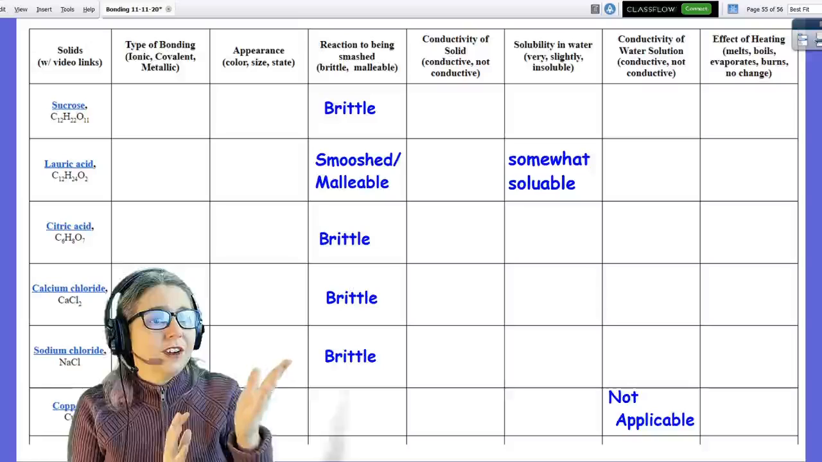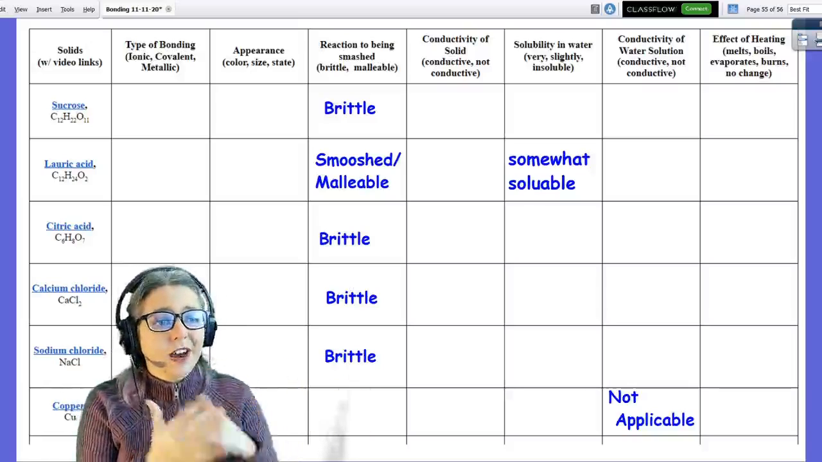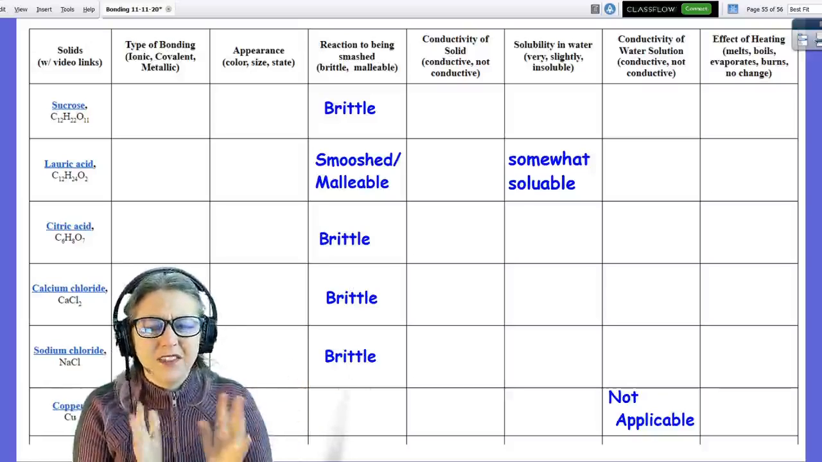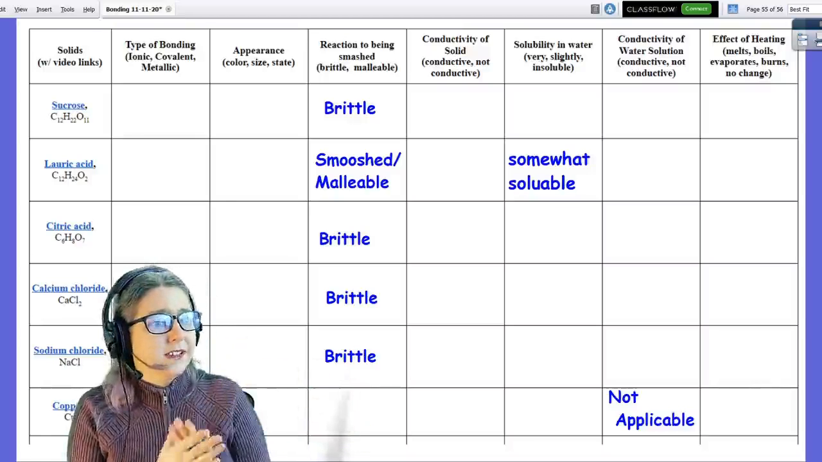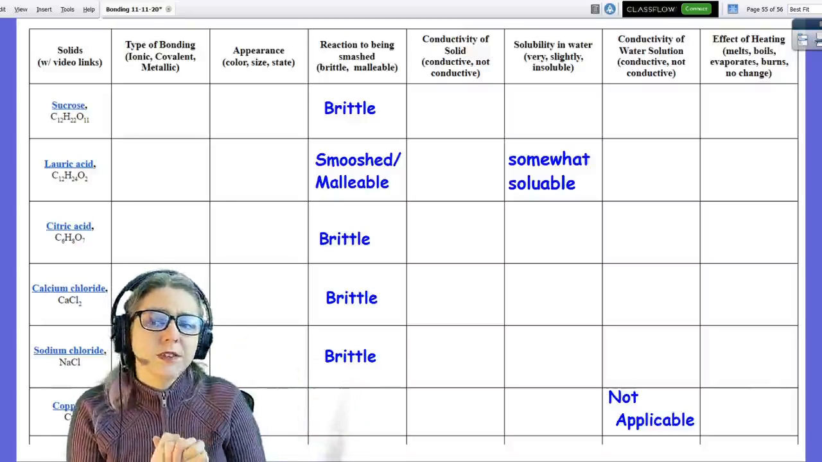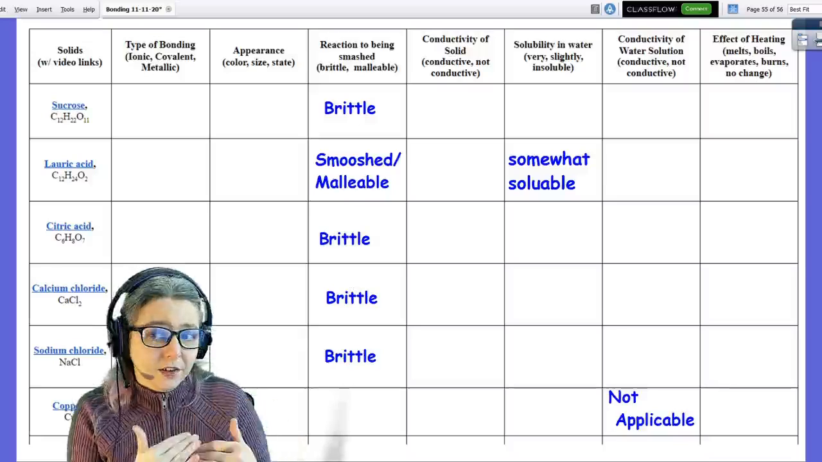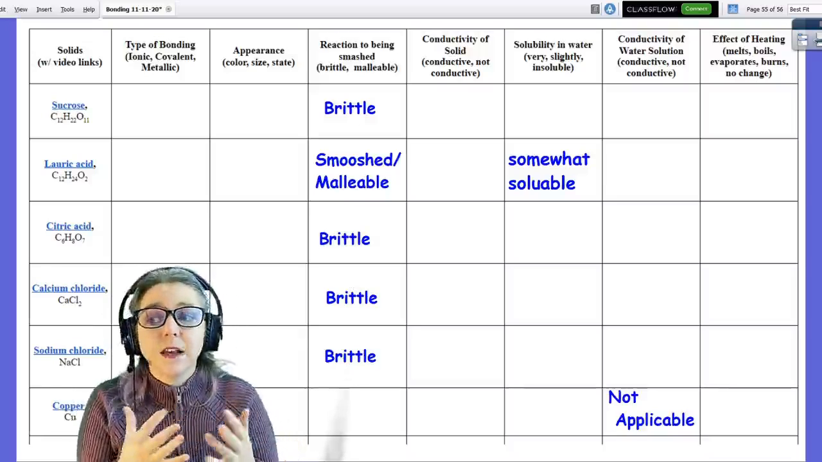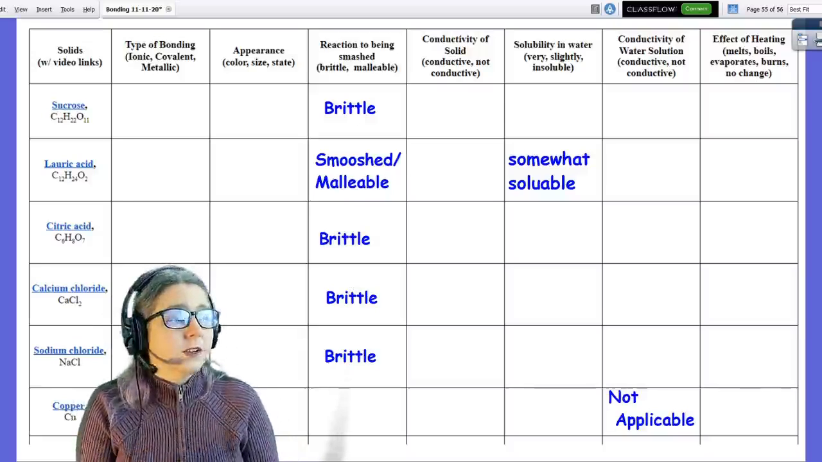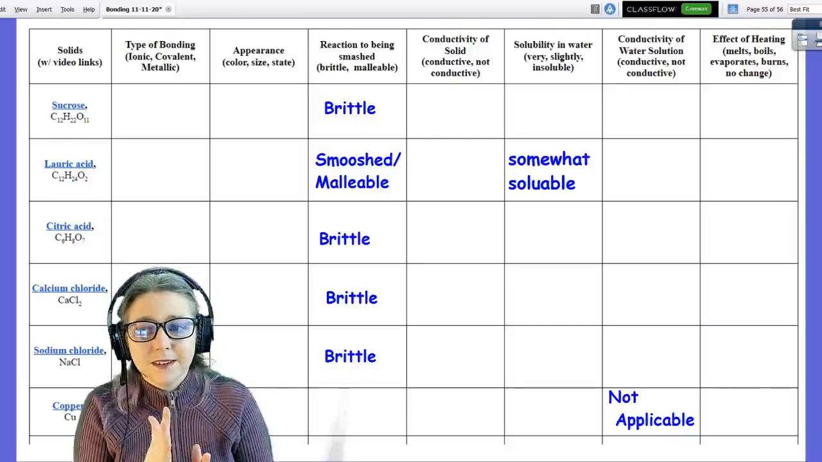And then my lauric acid, depending on your class period, I tried to talk about it at the end of class, but I was having some technical difficulties Thursday and Friday. The lauric acid would be somewhat soluble. It was somewhat insoluble, somewhat soluble. Some of it dissolved, but some of it did not dissolve as well. So a little bit, it wasn't insoluble, but some of it did.